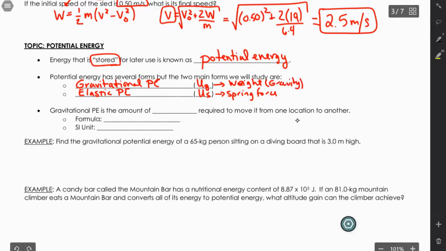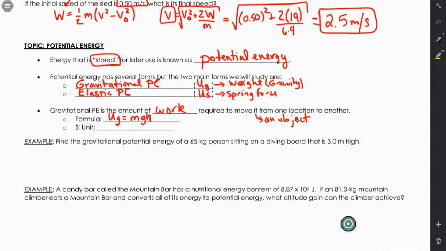One thing to know is that these are two what we call conservative forces, and all conservative forces do have potential energies associated with them. Okay? So first, let's dive into gravitational potential energy. Gravitational potential energy is the amount of work required to move an object from one location to another. And the equation is simply U sub G equals mgh.